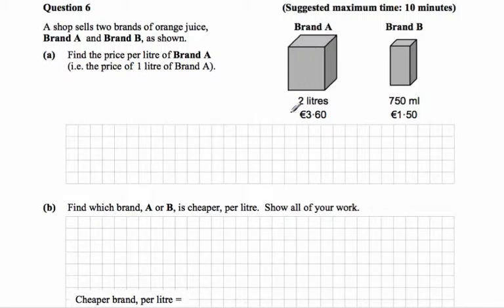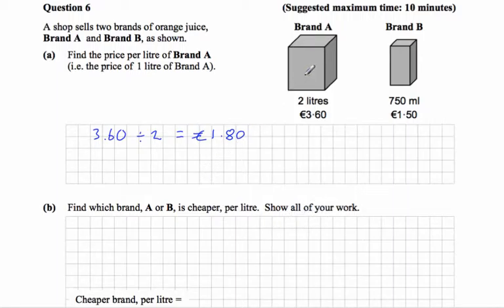So brand A costs €3.60 for 2 litres. So if we want the price of 1 litre, we just divide 360 by 2. And that gives us 180. So 180 is the price per litre of brand A. Part B says, find which brand, A or B, is cheaper per litre and show all of your work.